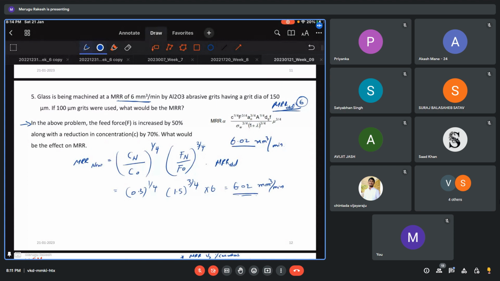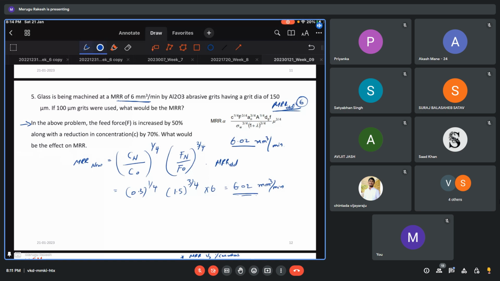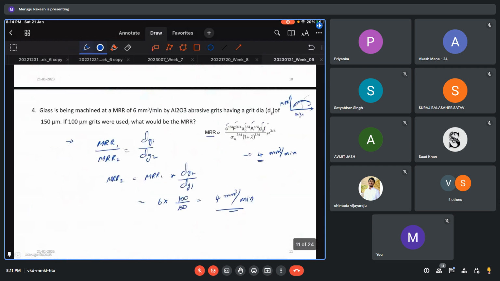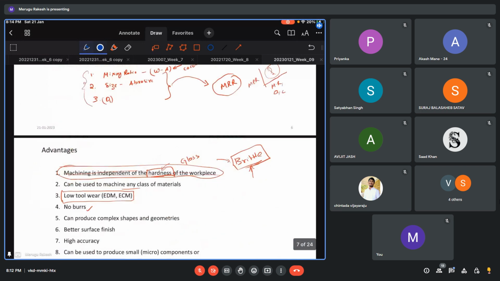So what did you observe? There is no change, right? 6.02. Even with an increase of 50% but a reduction of 70%. They're just asking what the effect is if I increase this and decrease the concentration. Okay, coming to this question, I have just referred to the book.